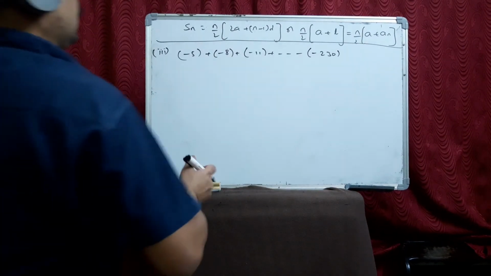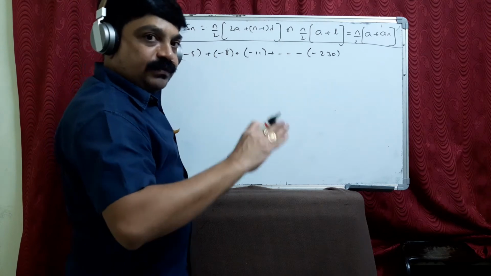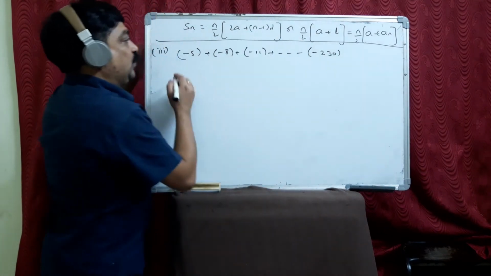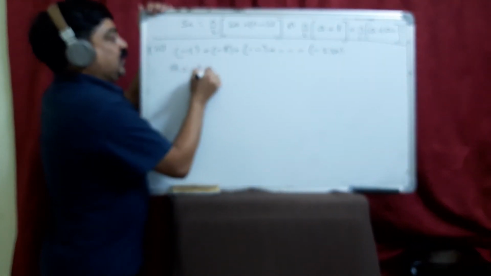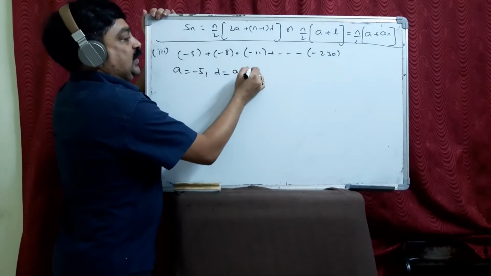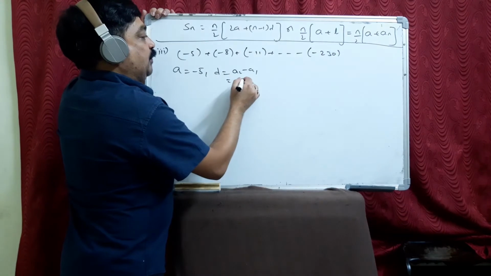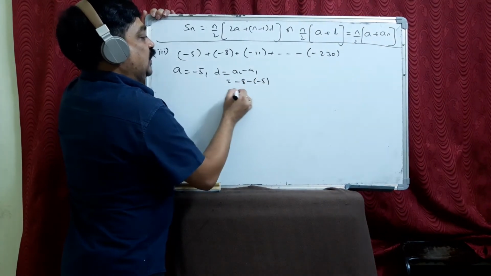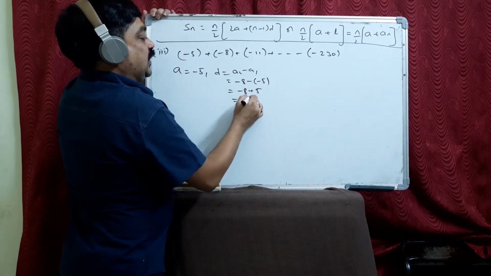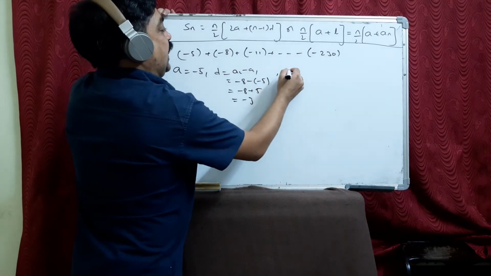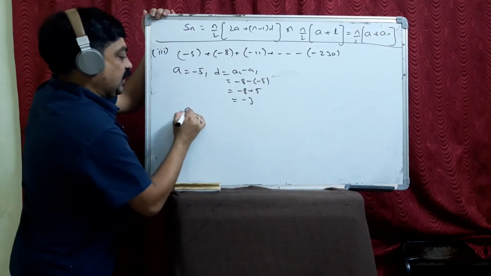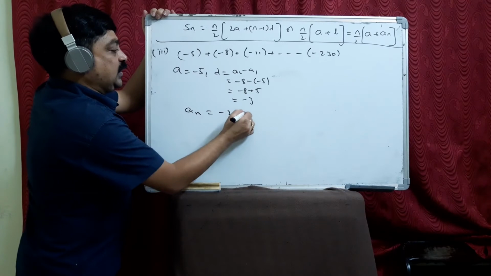See, in this question also, we don't know the number of terms. First we find n and then we apply the formula. So A is minus 5, D is A2 minus A1. Be a little careful when you have negative symbols. Minus 8 minus minus 5. Minus 8 plus 5, it is minus 3. So an here is minus 230.